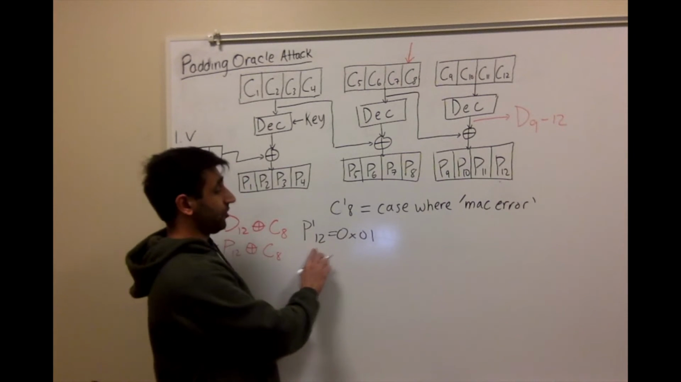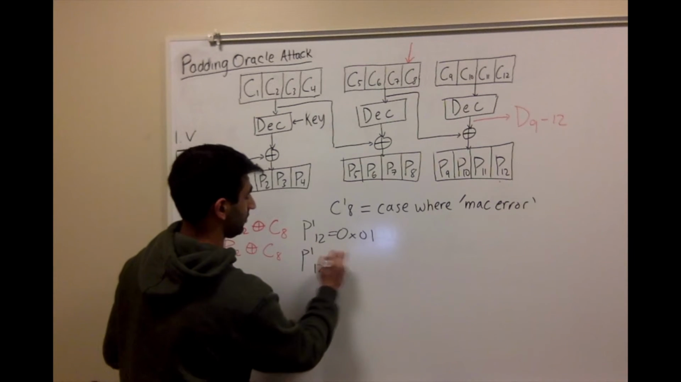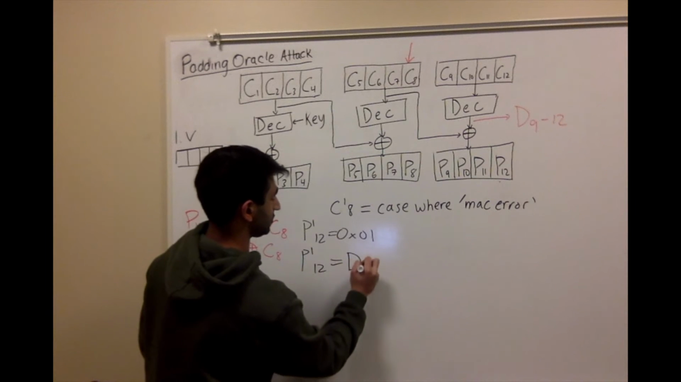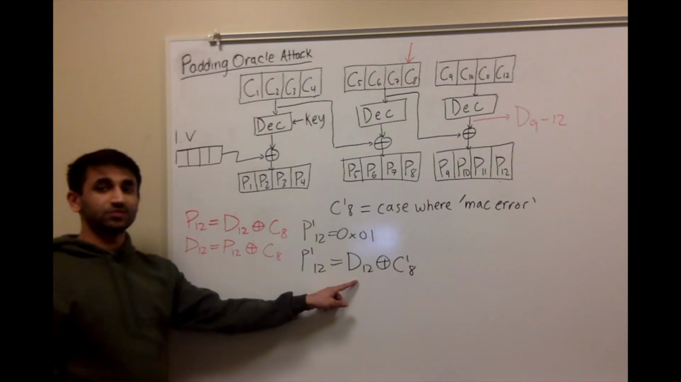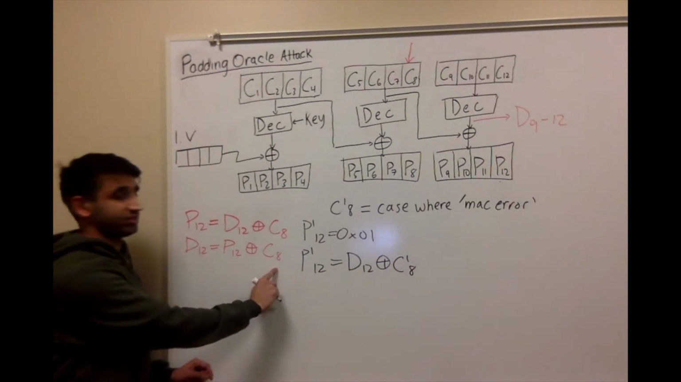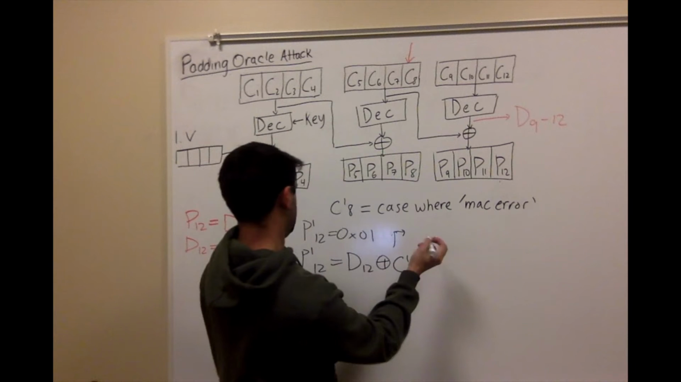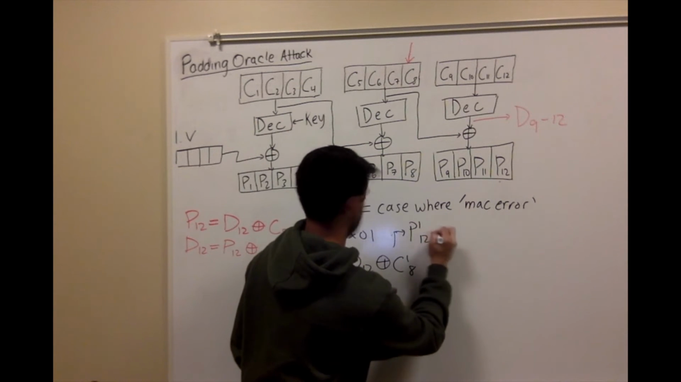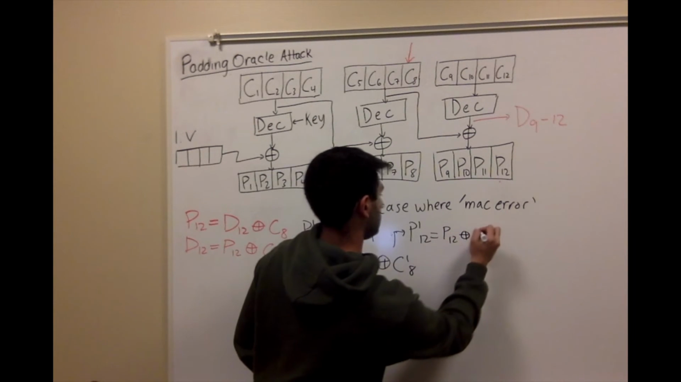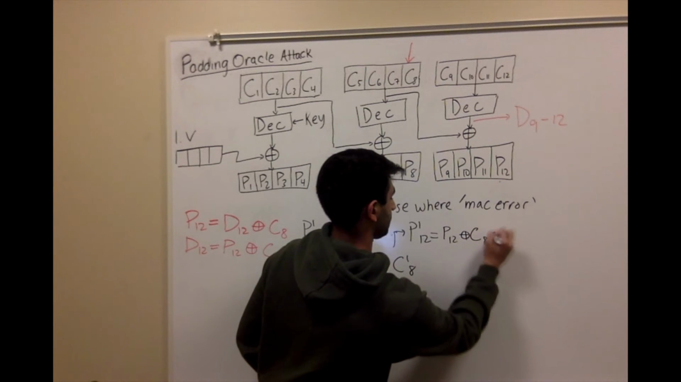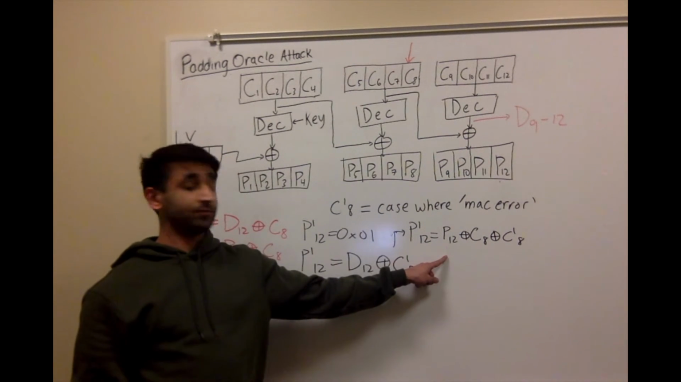So we can say that P prime of 12, which is equal to 0x01, is equal to D12 XORed with the special C prime of 8. Now let's simply substitute out this D12 for this equation right here. I'm just going to write this up here. So this equation holds true as well.